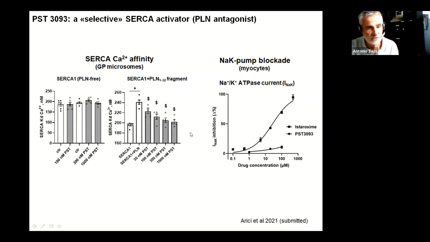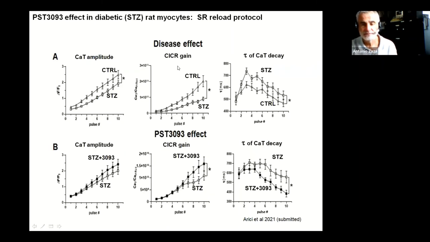Besides the therapeutic interest of this compound, it is a very nice tool to run experiments to pharmacologically stimulate SERCA in isolation and see what happens. So, of course, we also use these compounds in cell experiments. This is the same experiment I showed you for istaroxim. We ran this experiment in a disease model, which is the streptozotocin-induced diabetes in rats.